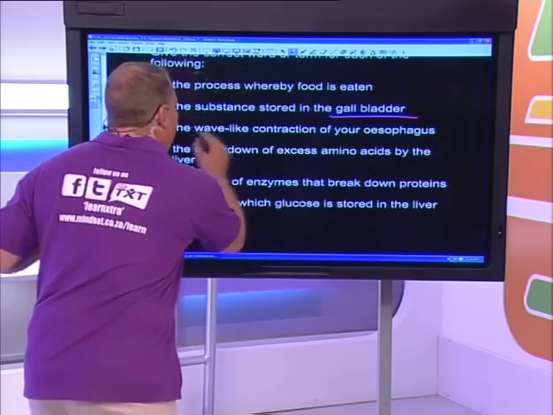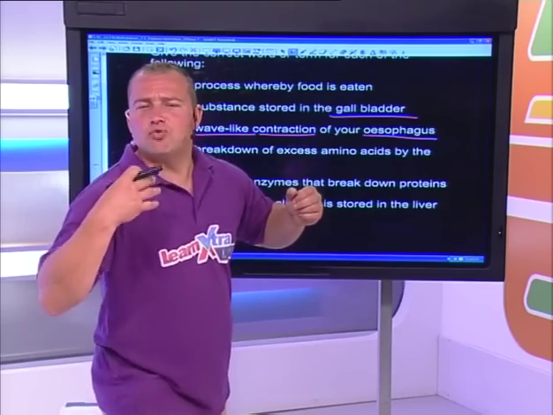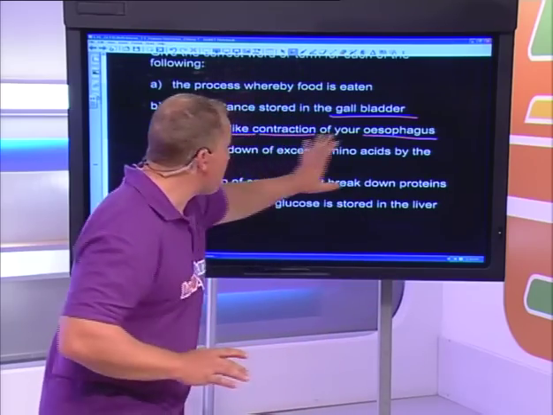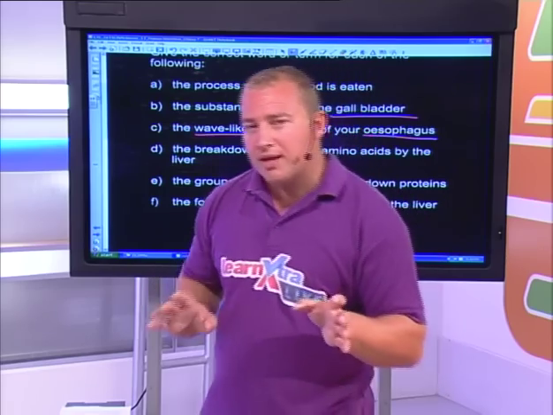Now, this is a good one. The wave-like contractions of the esophagus. Don't you love that word, esophagus? It rolls off the tongue. The wave-like motions. Now, guys, you've got to understand something very important. The answer to this, the wave-like contractions of the esophagus, is very simple. It's peristalsis.